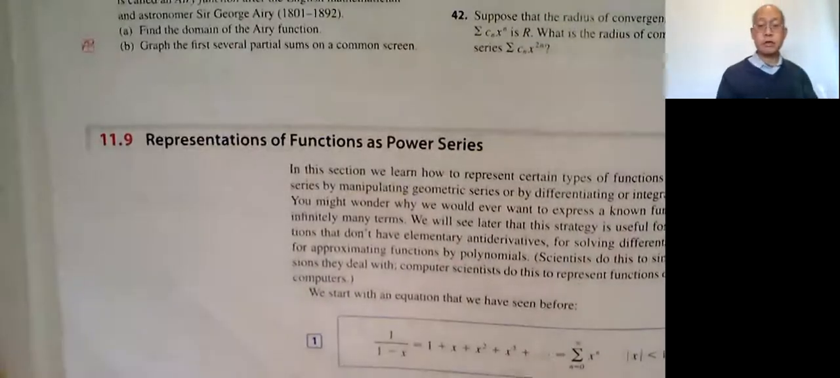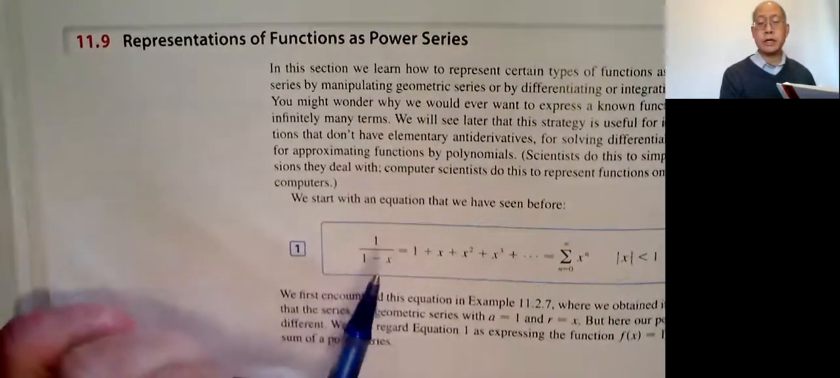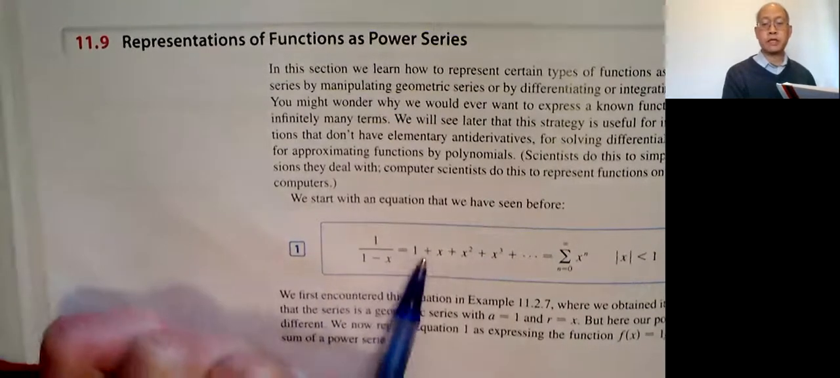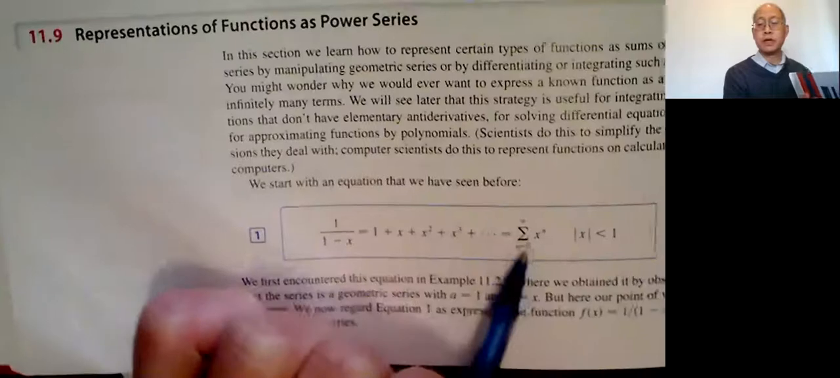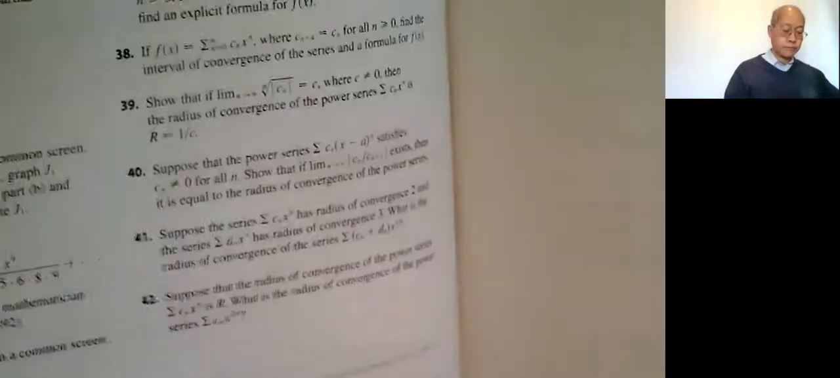Representation of functions as power series. Okay, here's 1 over 1 minus x. Treat this as a geometric series. First term is 1, common ratio is x, so it's 1 plus x plus x squared plus x cubed. It's equal to this. You don't have to memorize it. You can put this on your cheat sheet if you wish.